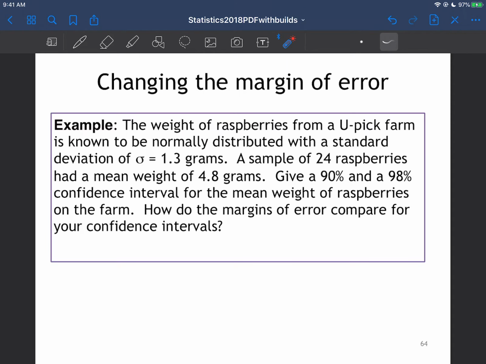All right, so let's see what we can do when we change the margin of error. So we're going to look at weight of raspberries from a you-pick farm. We know it's normally distributed with a standard deviation of 1.3 grams. We've taken a sample of 24 raspberries with a mean weight of 4.8 grams. Let's find a 90 and a 98% confidence interval for the mean weight of raspberries on the farm. How do the margins of error compare for your confidence intervals?